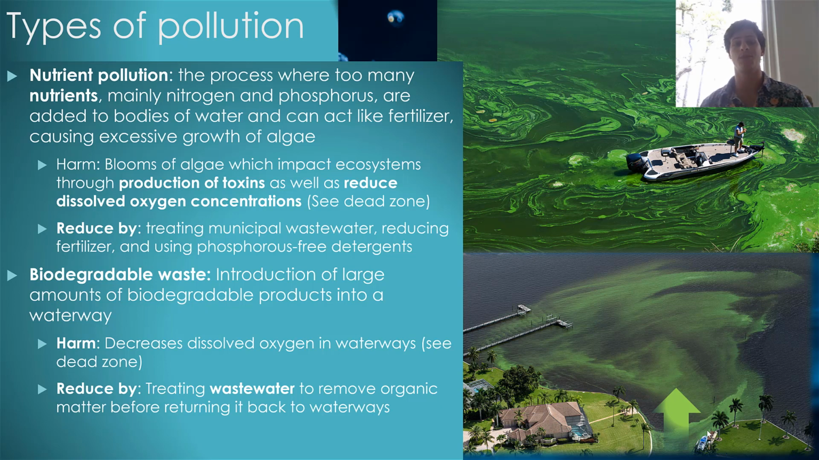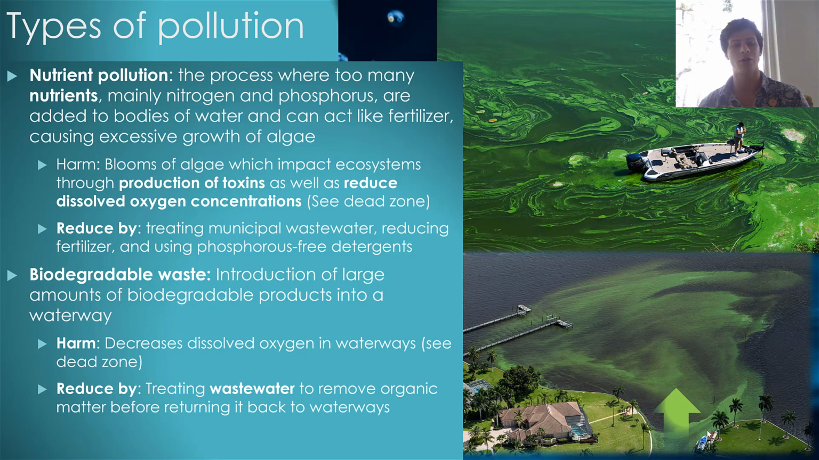We can reduce nutrient pollution by treating municipal wastewater, something we talked about at length in the water uses lecture, the previous lecture, as well as using phosphorus-free detergents and monitoring nutrient pollution, although it can be very difficult because nutrient pollution is non-point source, meaning it comes from a diversity of different locations and it can be very hard to nail down. In addition, we also have biodegradable waste, which is a related form of pollution but slightly different.